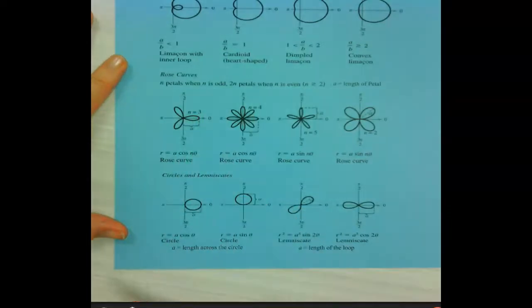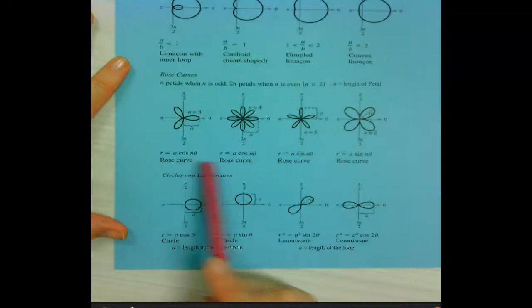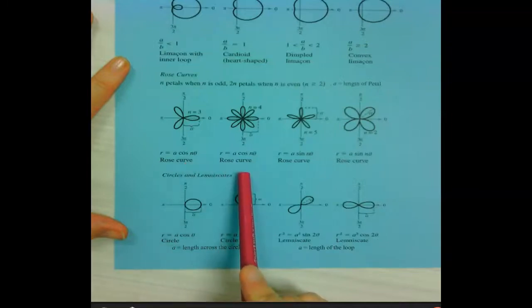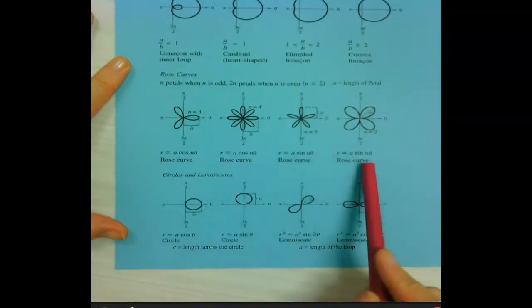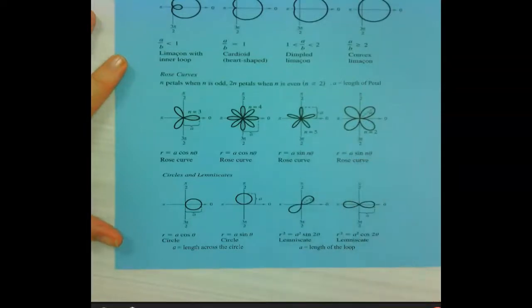You still can look at their symmetry, and if it's a cosine equation like these two, then it would be symmetric with respect to the pole axis. If it's a sine equation like these two, its symmetry is with respect to the pi over 2 axis.